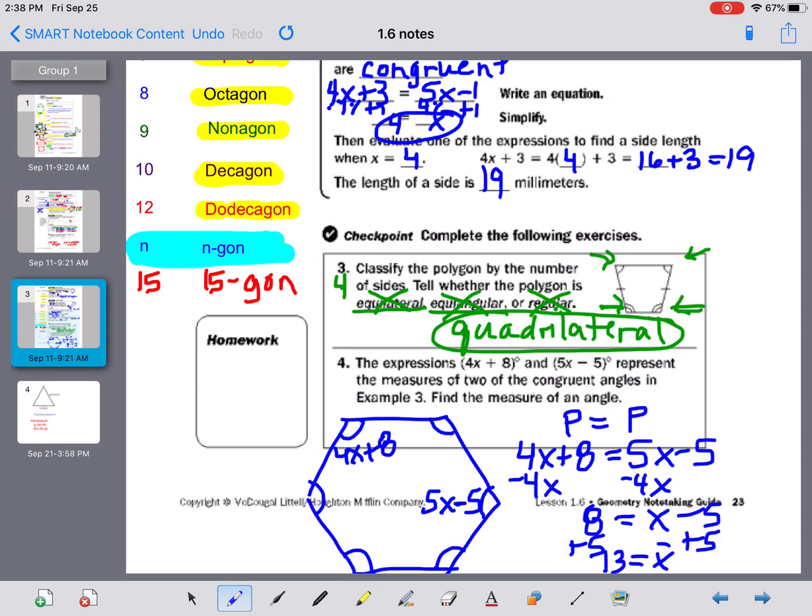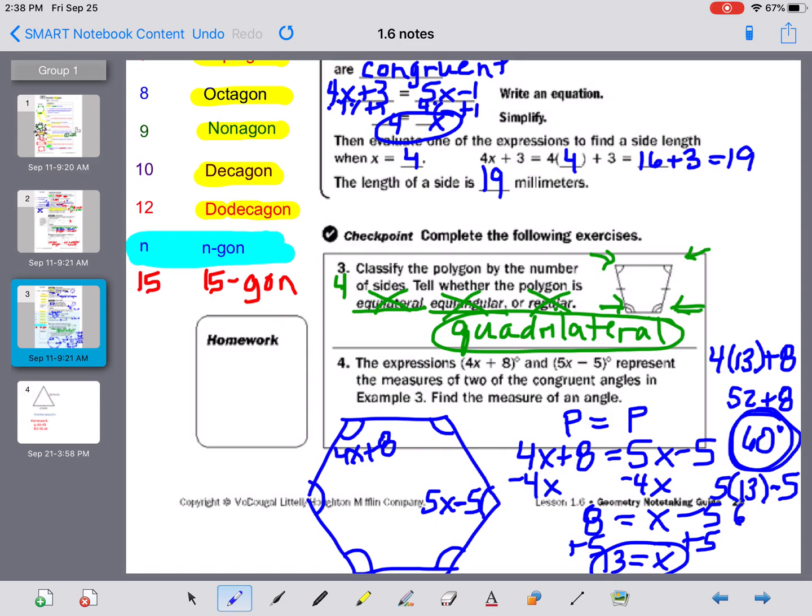Did my question ask me for x? No, it says find the measure of an angle. So I need to plug it in. 4 times 13 plus 8. Well, 4 times 13 is 52, plus 8 makes 60. There's one of my angles, 60 degrees. I could double check it by plugging it in again, right? 5 times 13 minus 5. That's 65 minus 5, so I get another 60. Doesn't matter which one I plug it into, I should get the exact same answer, and I can double check it by plugging it into both.